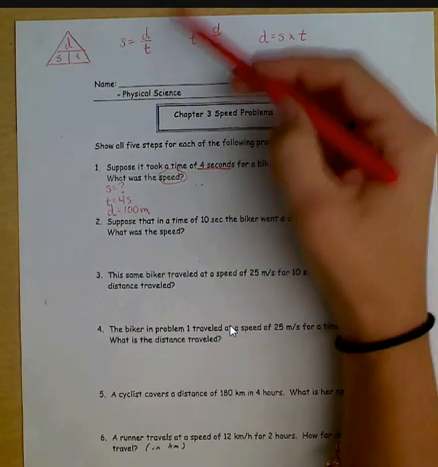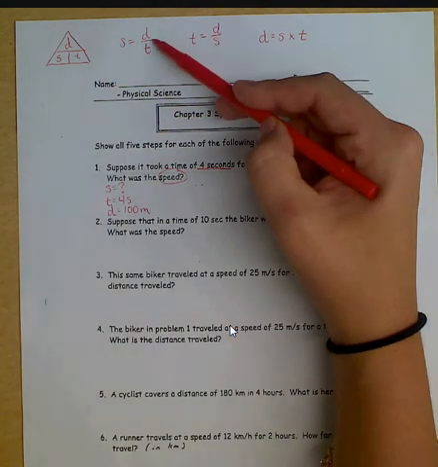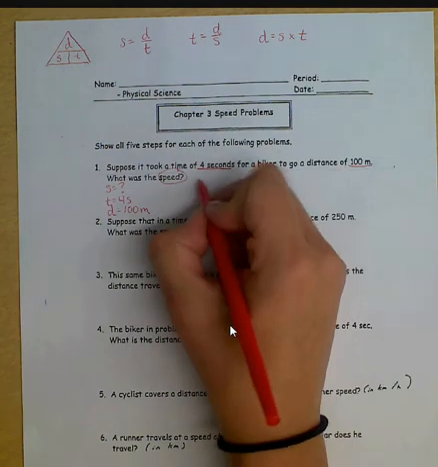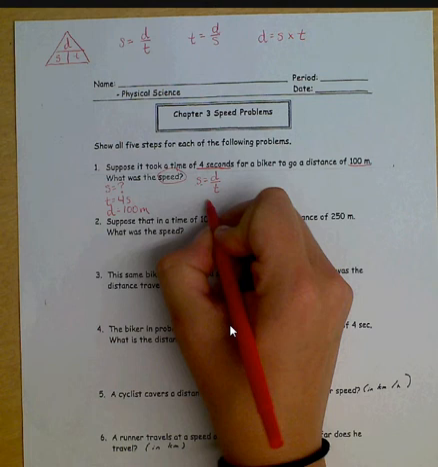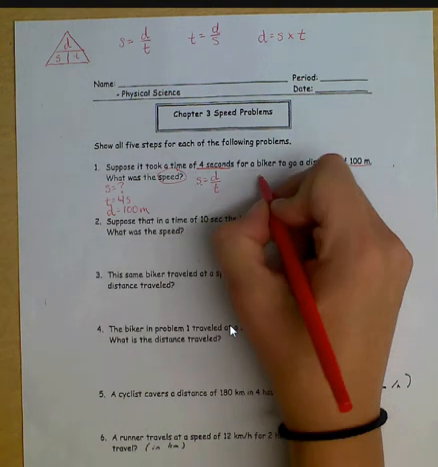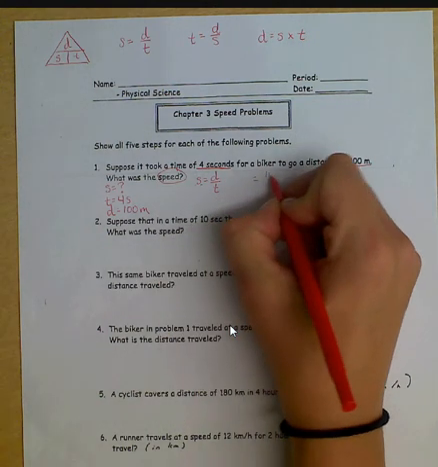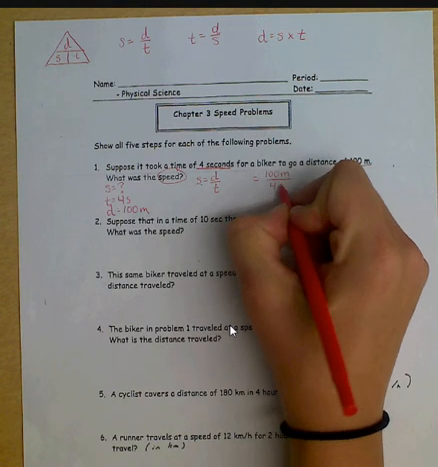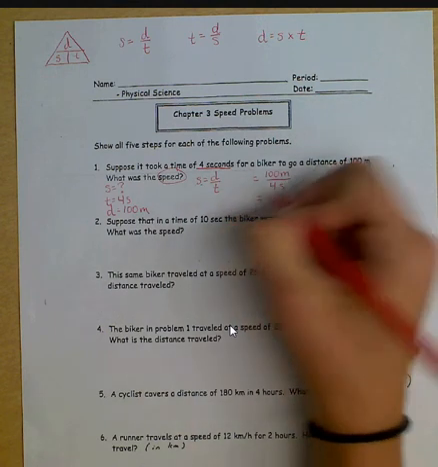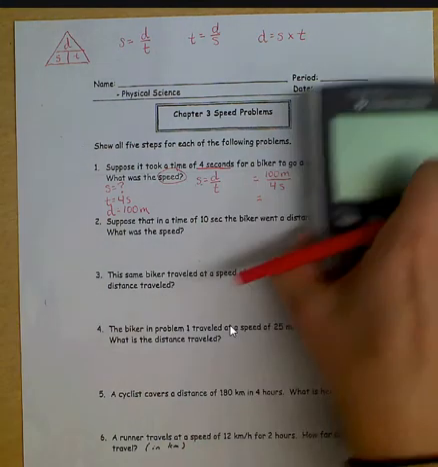I'm going to choose the equation that I'll need, so I'll go ahead and choose this one since we're solving for speed, and I'll write that down. And I'll plug in what I have. So my distance is 100 meters, and my time is 4 seconds. Then I can go ahead and punch that into my calculator.